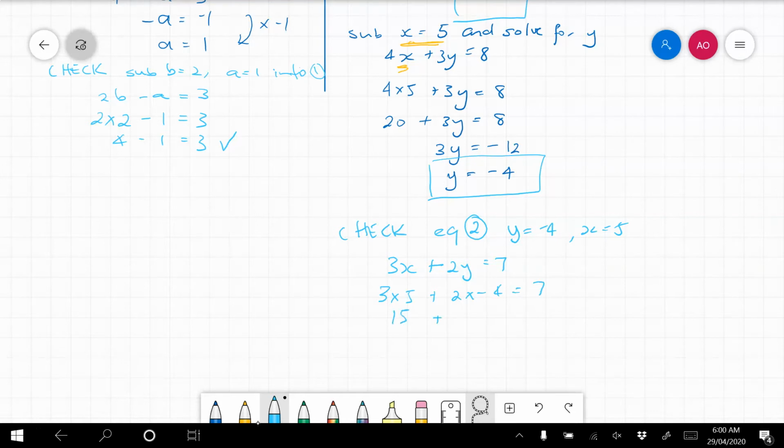15. Oops, I'm going to undo that. Hang on. Because I've got positive 2 times negative 4, so I'm going to write minus 8 is equal to 7, and that is true. 7 does equal 7. So there we go.